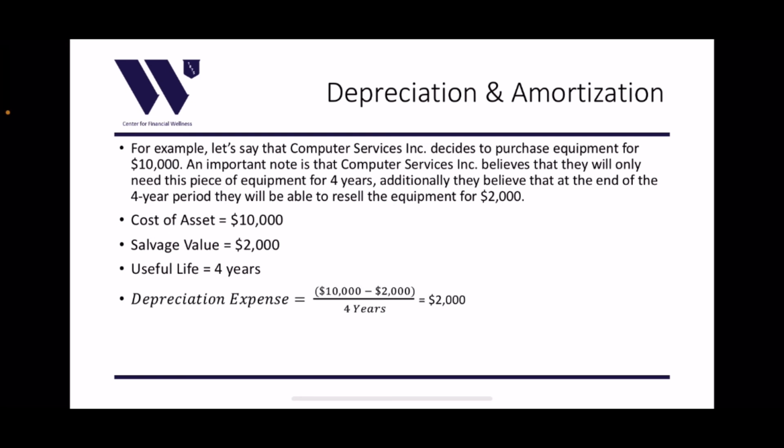So we plug that into our depreciation expense equation. We get $10,000, the cost of our asset, minus our salvage value of $2,000, over the 4-year useful life, and we get a straight line depreciation amount of $2,000. When you look at that depreciation expense on an income statement, each year for this specific piece of equipment, they would be adding $2,000 to that depreciation expense.